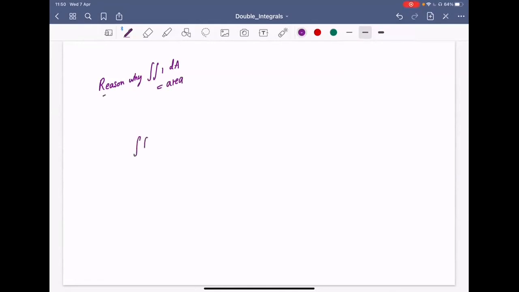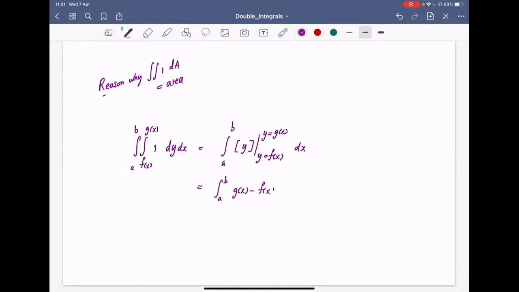If you integrate 1, let's say dy dx, with y from f(x) to g(x) and then x from a to b, then integrating 1 on the inside you get y, evaluated from y equal to f(x) to y equal to g(x), and then dx. What you get is the integral from a to b of g(x) minus f(x) dx.